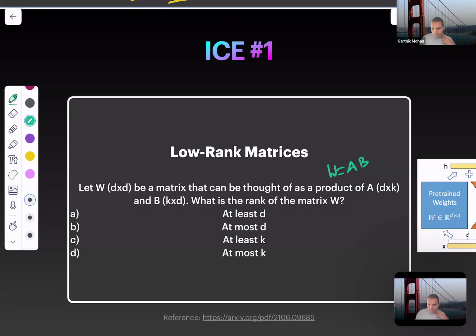Okay, hopefully you had a chance to think about this. So what's the answer? It's at most K, right? I think it's not too hard to understand this, so it's good to draw it out. Let's say this is your W matrix. W is D rows and D columns, so it's a square matrix, right? Now we have A, which is D by K, so D rows and K columns. K here, we didn't say this, but K is less than D.